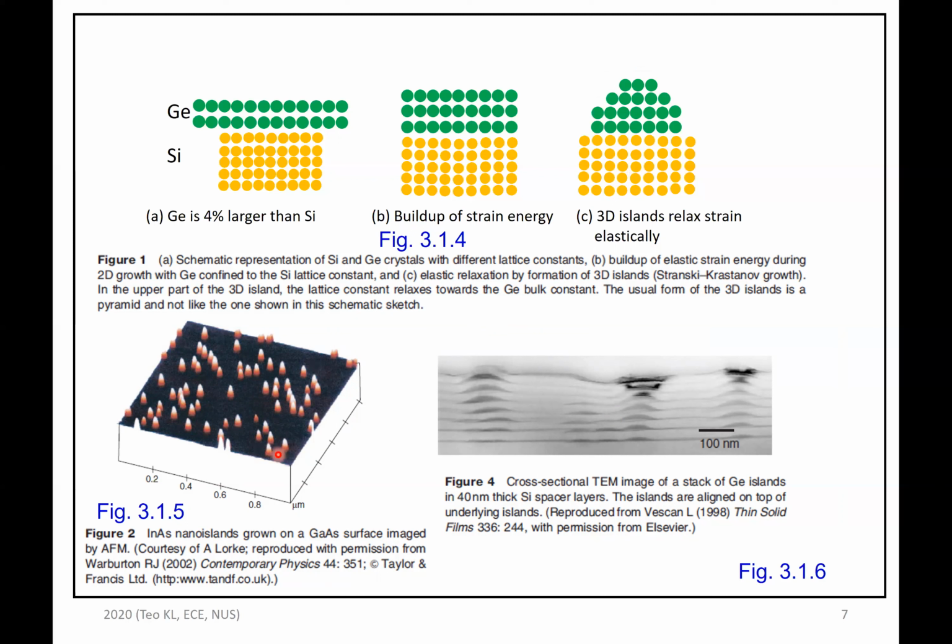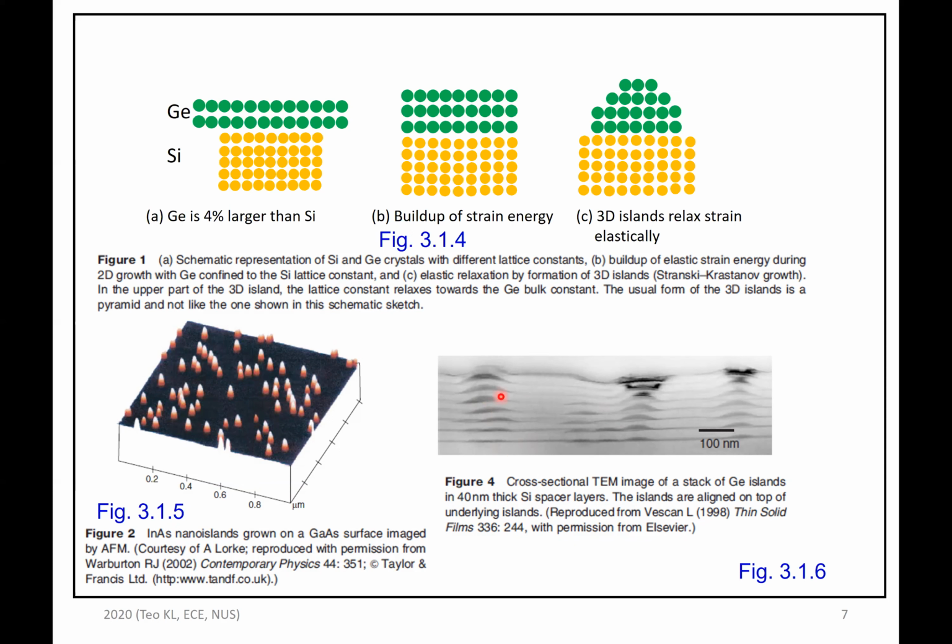Now, this is another picture, a transmission electron microscopy picture showing indium arsenide, and we call this a nano island. It is grown on a gallium arsenide surface. This was imaged by atomic force microscopy. Sometimes you can also observe it by transmission electron microscopy.